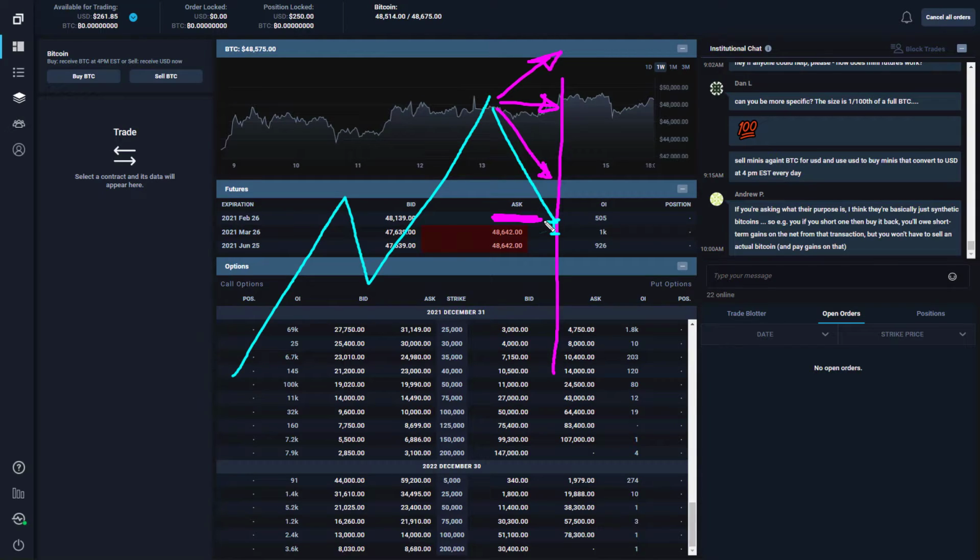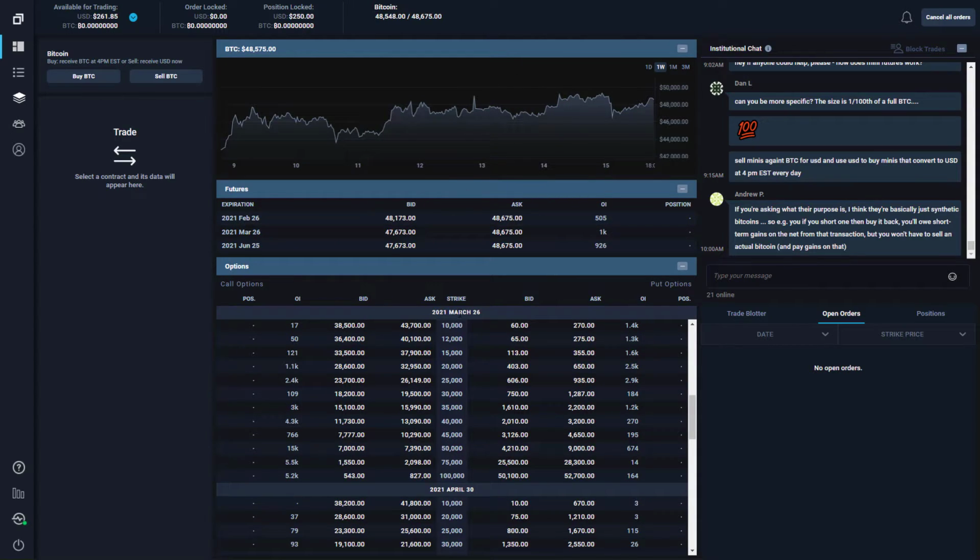Now, it's not going to get settled early. They're not going to assign you early before expiration date, which is important for Ledger X. Now, this is physical settlement, which means that if the price is below your strike price by expiration date, you will be assigned. So let's talk about the assignment process for a minute.